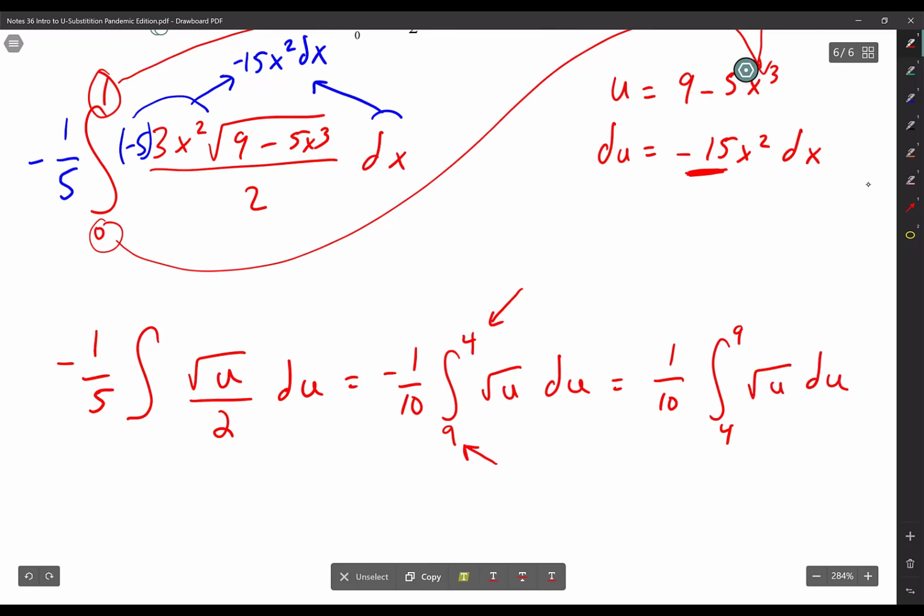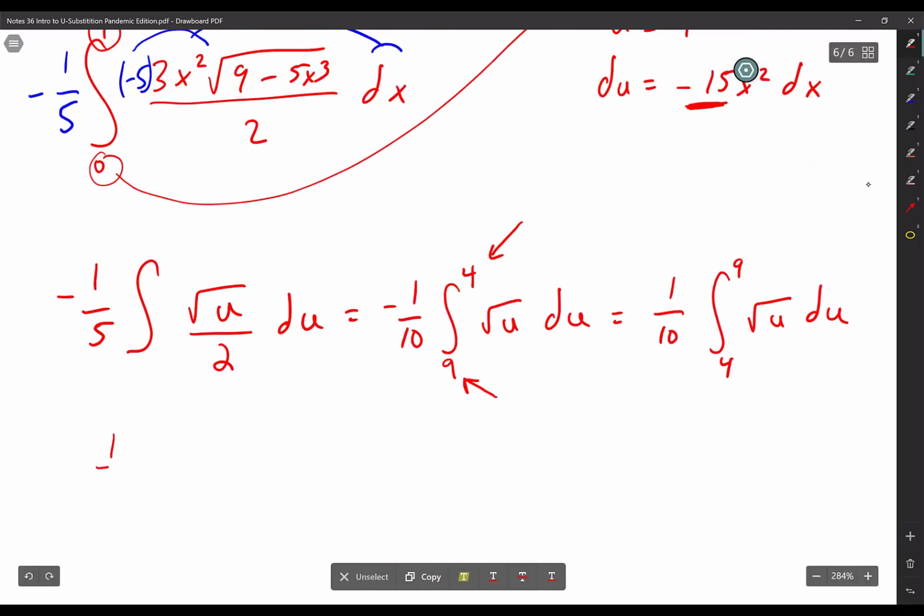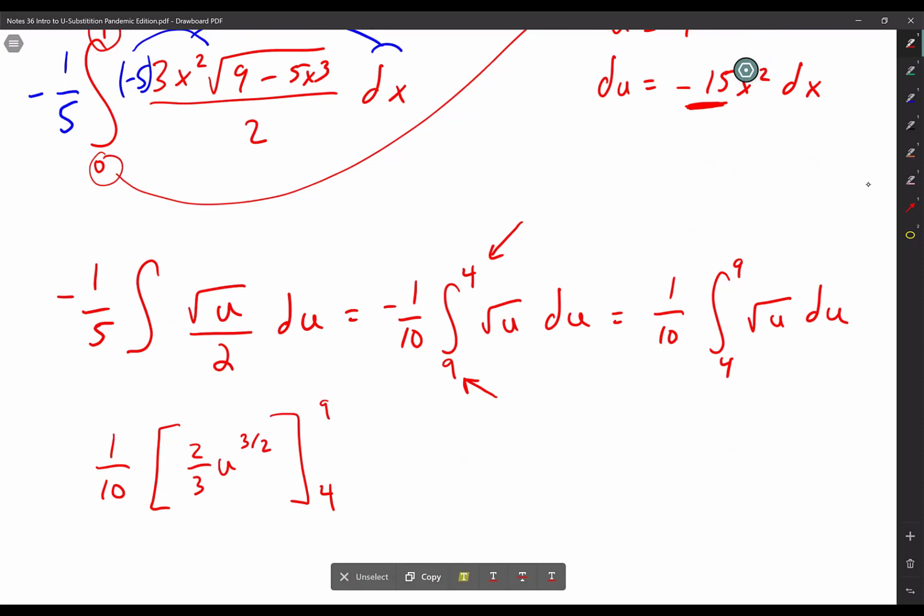In a little bit, we're going to see if the calculator will give us that answer and if they match. It's going to match. 1/10 bracket antiderivative of u to the half, that's u to the 3/2 divided by 3/2, so that's 2/3. Close the bracket, from 4 to 9. Since I only have one term, I can factor that 2/3 out, because A times B times C is the same as C times B times A. I can just put the 1/10 and 2/3 together.